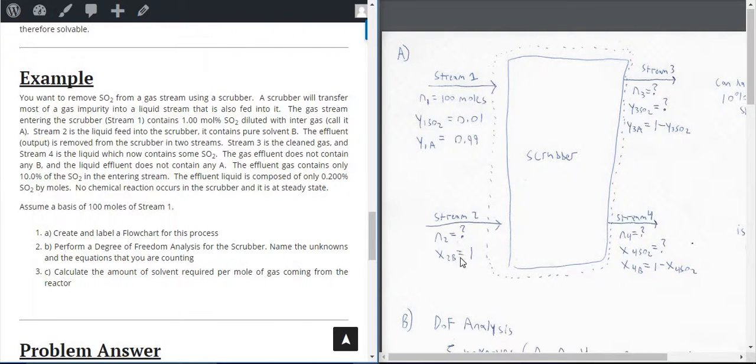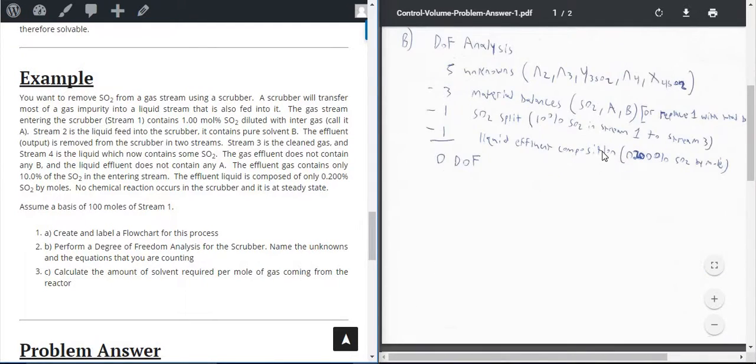Stream 2, we don't know anything other than it's all B, which is shown right there, pure solid B. Stream 3, we know that it's going to have less SO2 than the gas stream coming in, but we don't know anything about it other than this line right here, that 10% of the SO2 from stream 1 remains in stream 3. And then stream 4, again, we know nothing other than the fact that the liquid is composed of 0.2% SO2 by moles. So some of the SO2 is going to show up in this stream, and it's going to be 0.2%.